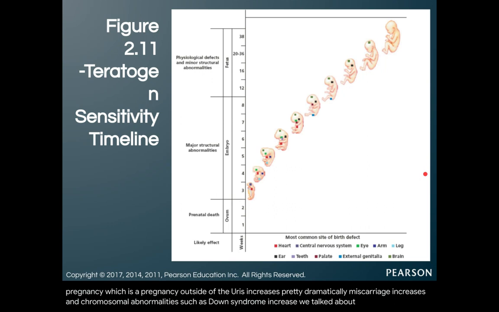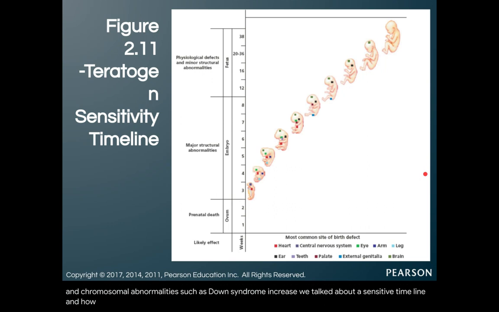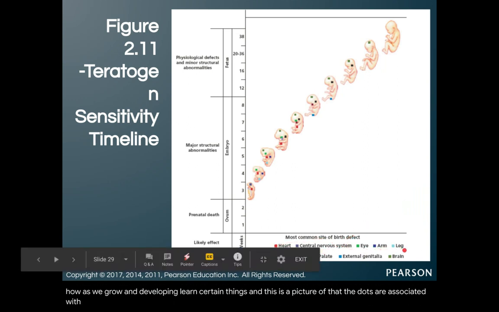We talked about a sensitive timeline and how as we grow and develop, we learn certain things. And this is a picture of that. The dots are associated with when the child is developing. So if there is a trauma, it will impact on those things at that time.